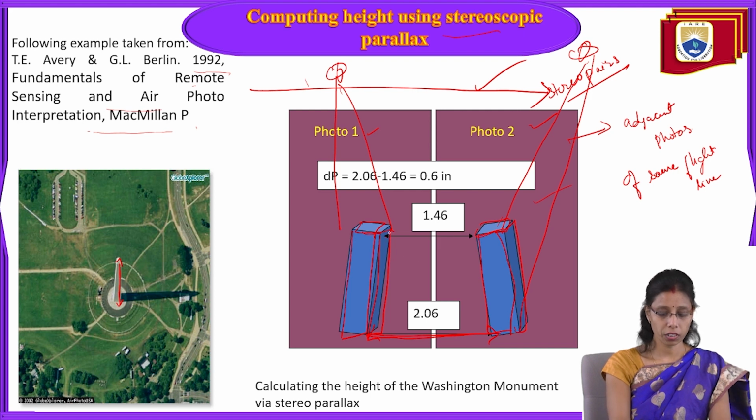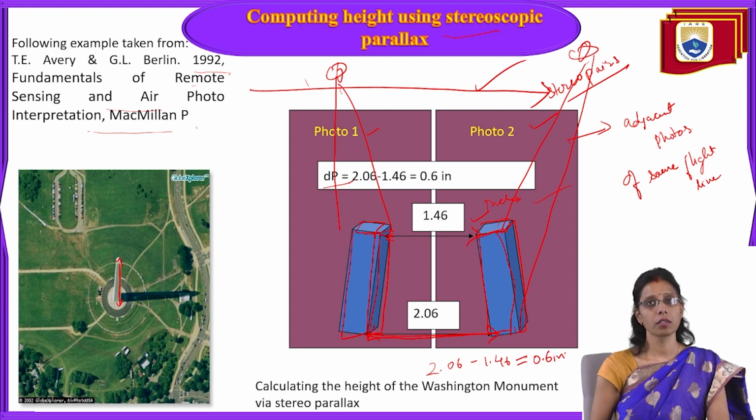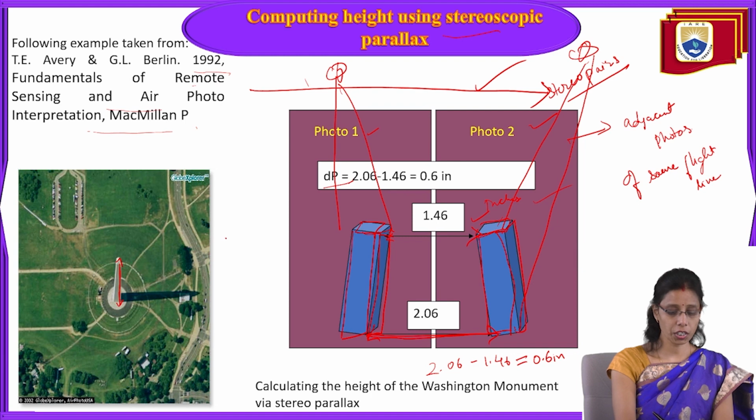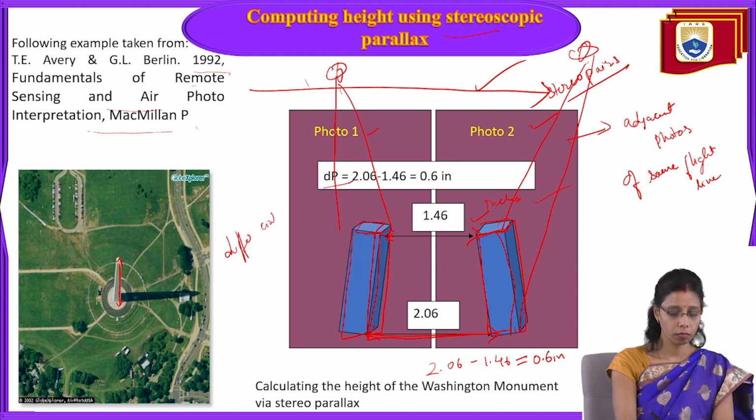And then we have to measure the top. Top is the top of this building. That is 1.46 inches. Now if we want to get dP, what we have to do is 2.06 minus 1.46, we will get 0.6 inches. So this is our differential parallax.